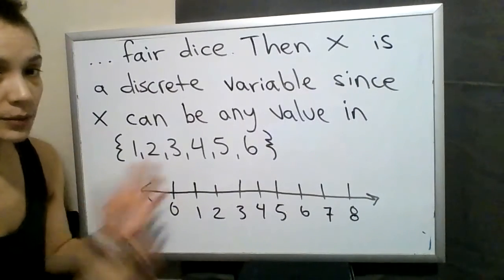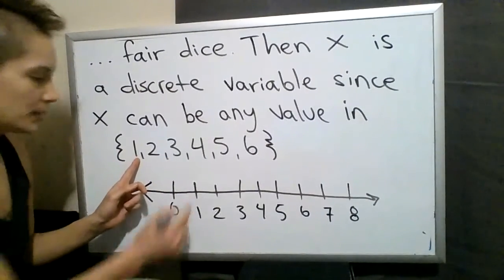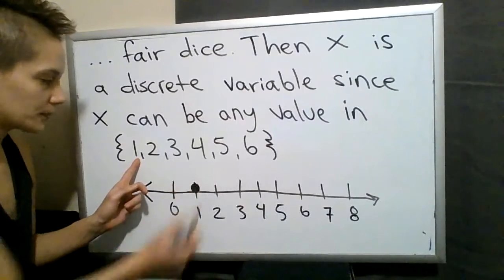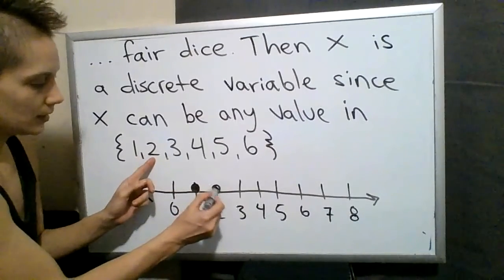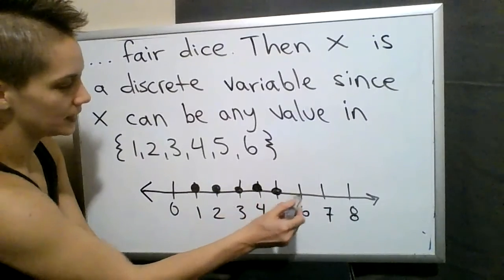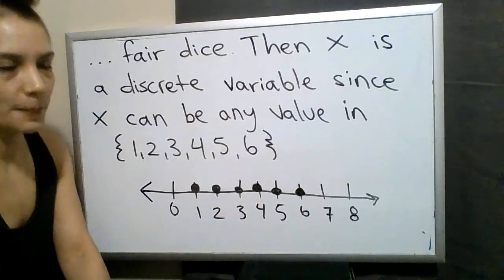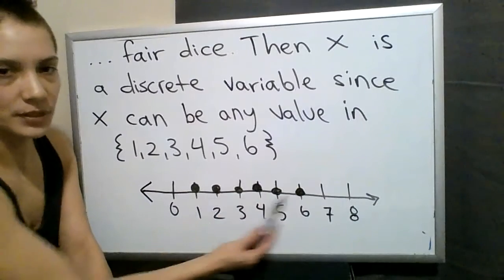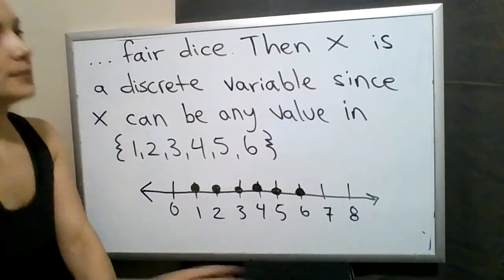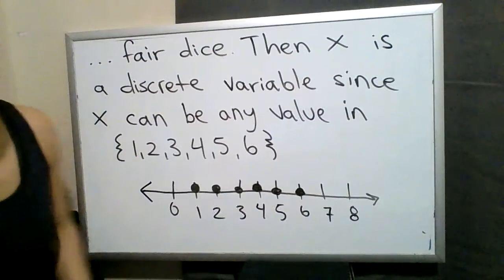And we want to show that we're using these values with a solid dot. So we include 1 by putting a dot over 1. 2, 3, 4, 5, 6, and those are the only values of x, a countable number of values. And that's it.